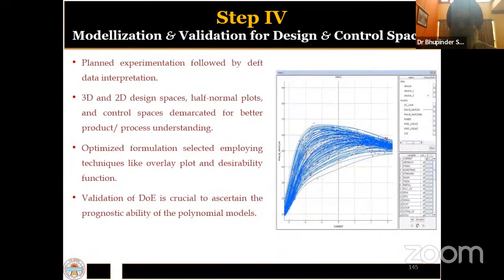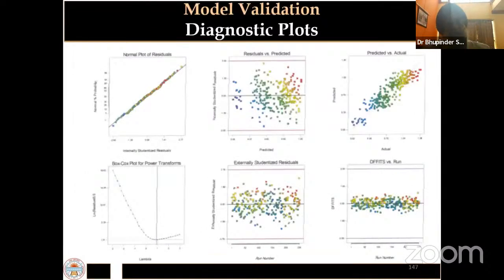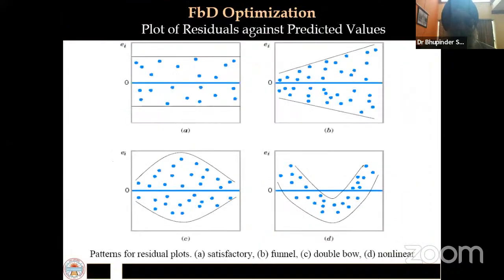And then you need to model that after adopting the experimental design. For modelization and optimum search, you can adopt a graphical technique, a mathematical technique, or artificial neural networks. For a graphical technique, the overlay plot is considered very popular, while for mathematical, the desirability function. And then you develop validation plots. Time does not permit me to go into the details, like those of residuals. Residuals means observed minus predicted. So it should remain within certain limits.